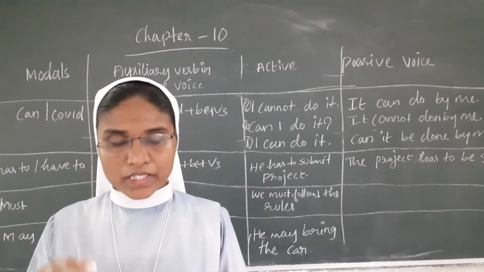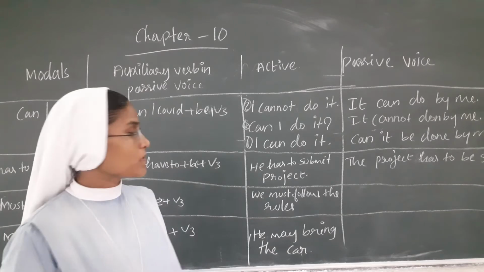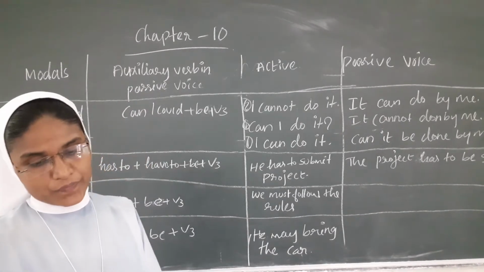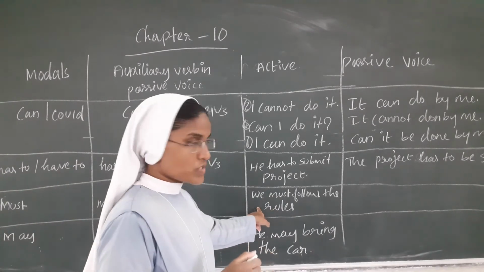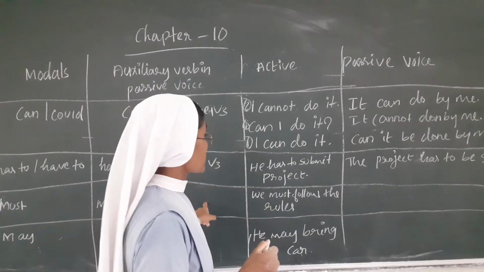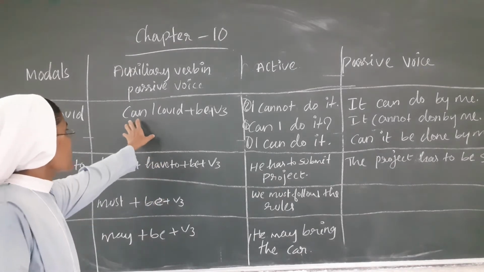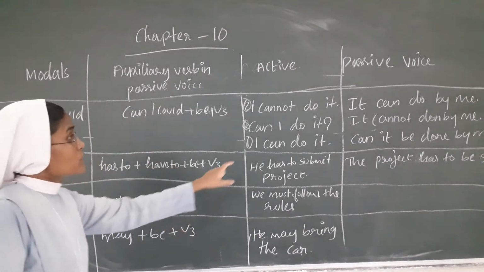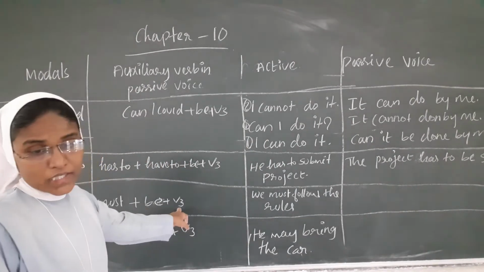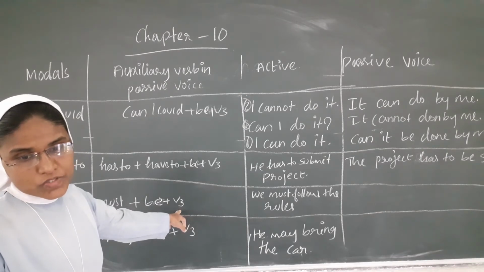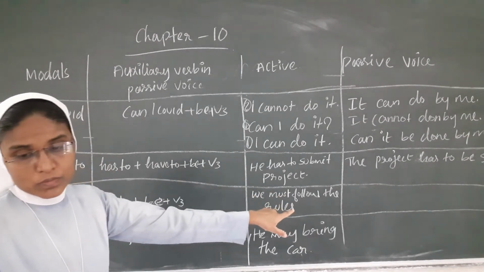The next one you can change. Then active voice, the must. We must follow the rules. See, in the active voice, we must follow the rules. So we want to change it into the passive voice. This is the form to change into the passive voice. You see that we must follow the rules. So this will change into passive voice.